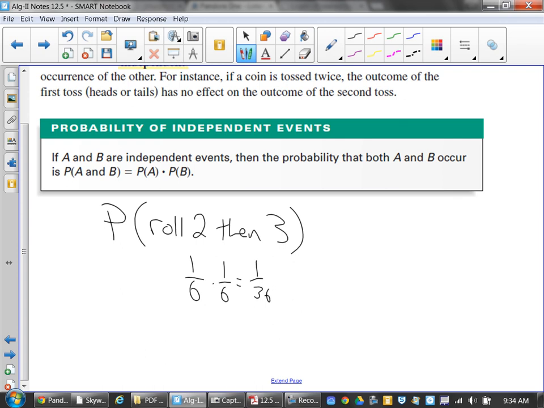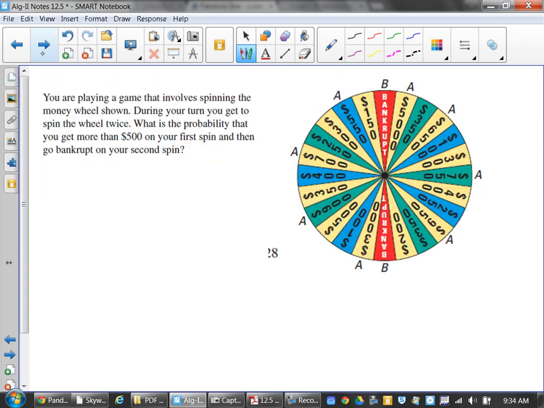This is why we don't gamble. In this example here, we have a spinning wheel. You are playing a game that involves spinning the money wheel shown. Gee, what does that sound like? Wheel of Fortune. During your turn, you get to spin the wheel twice. What is the probability you'll get more than $500 on your first spin, then go bankrupt on your second?